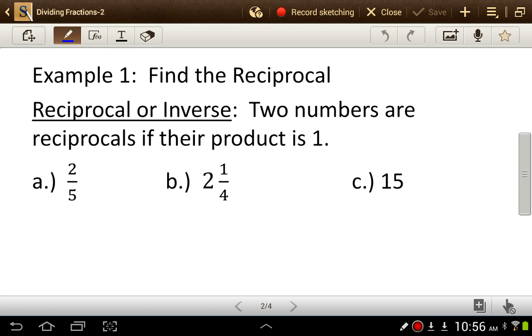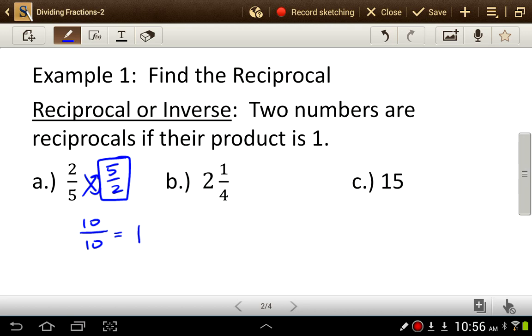Okay, I got 3 examples here. In example A, we got the fraction 2/5. So what's the reciprocal of 2/5? Which means 2/5 times what number equals 1? Well, it's really simple. You just want to switch the numerator and denominator. That's going to be 5/2. Why? Well, 2 times 5 is 10. 5 times 2 is 10. 10 divided by 10 is 1. So there's the work, which you don't have to show, but that's why it works. So just flipping those.